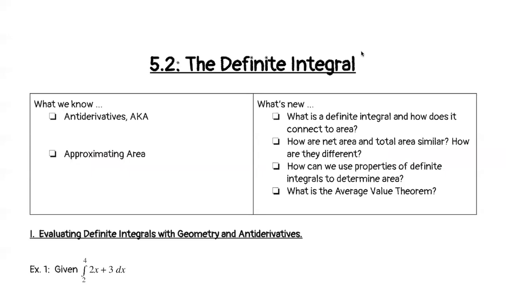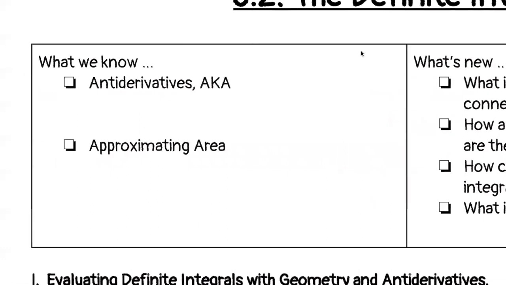All right, so 5.2. What do we know? Well, we know a little bit about something called antiderivatives, and that is what you can find in section 4.10. You also might hear this called something like the indefinite integral. So antiderivative or indefinite integral are two words for the same thing.